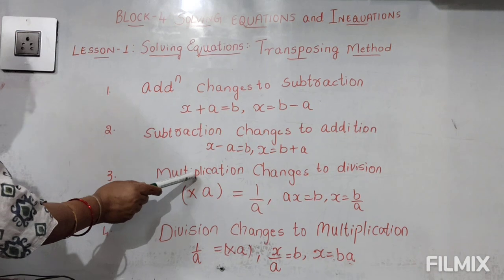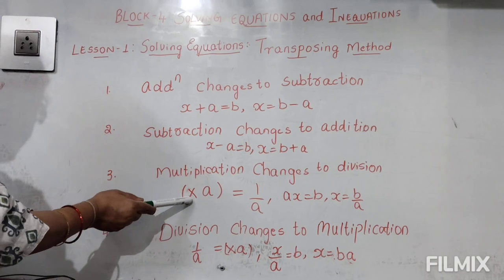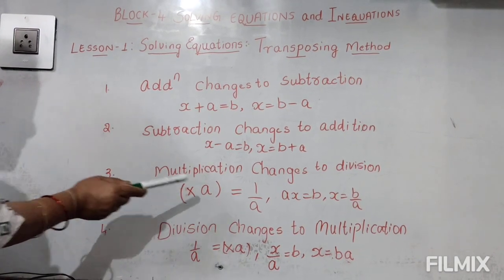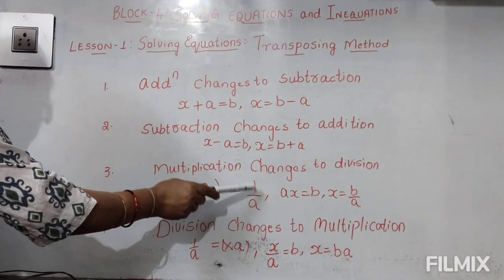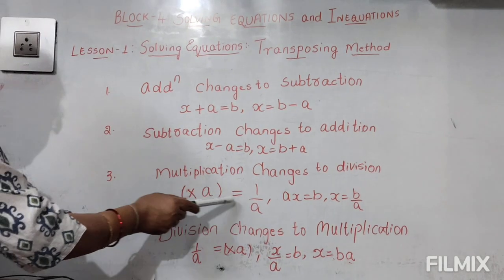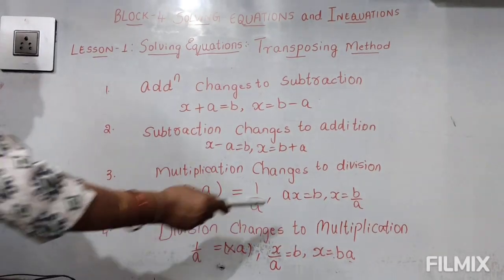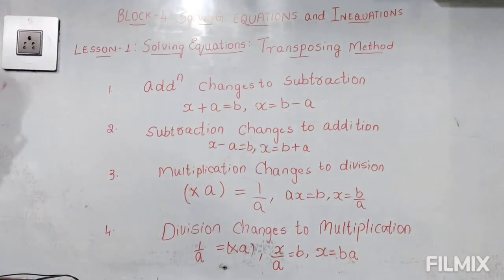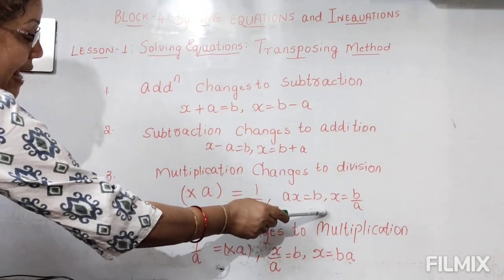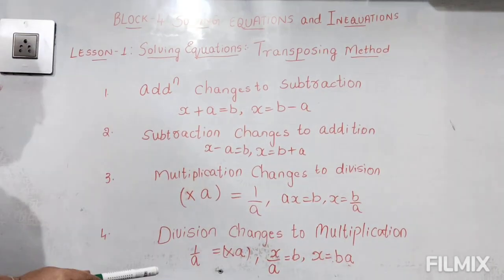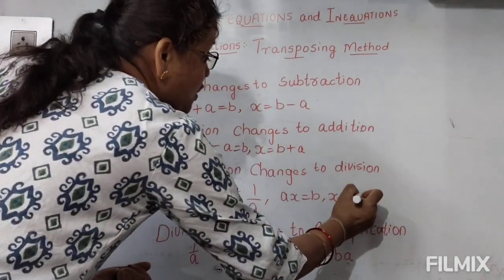Similarly, multiplication changes to division. This is a multiplication sign. Don't get confused with x here. Okay. This is a multiplication sign. Multiplication sign becomes division here. Just bring it down. That is, ax is equal to b. X is equal to, retain this b as it is. This multiplication sign, when it goes down like this, becomes division. Understood? B by a. This is nothing but b into 1 by a.